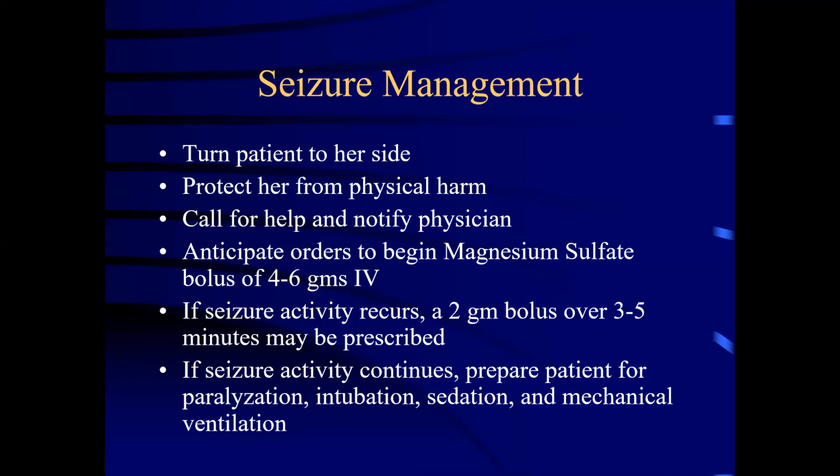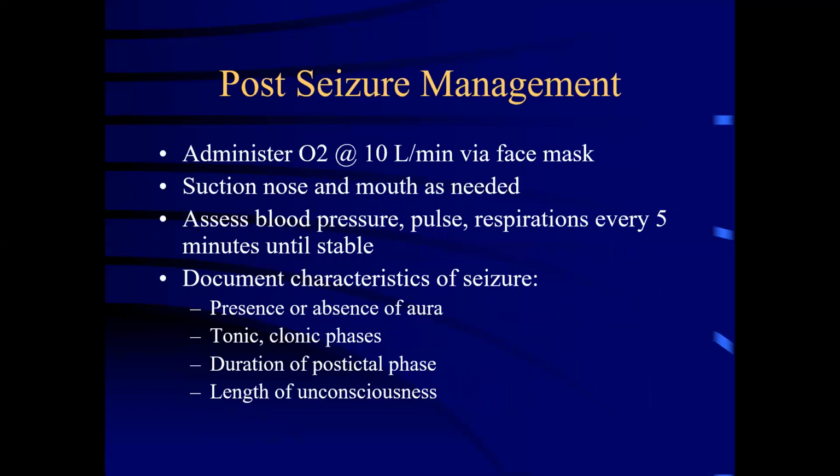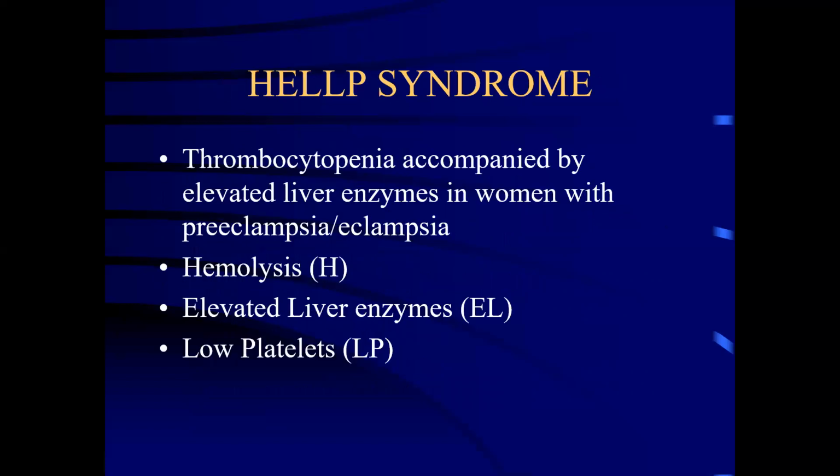So this just reiterates everything I've just said. If seizure activity recurs and you've given the 4 to 6 gram bolus or push, you can continue with 2 gram pushes or boluses over 3 to 5 minutes. And then maybe even have to consider intubation and mechanical ventilation if this patient does not stop seizing. So of course, after the seizure, oxygen, suction, blood pressure, pulse, respirations every 5 minutes until stable. And then you want to document all of the characteristics surrounding the seizure before, during, and after.